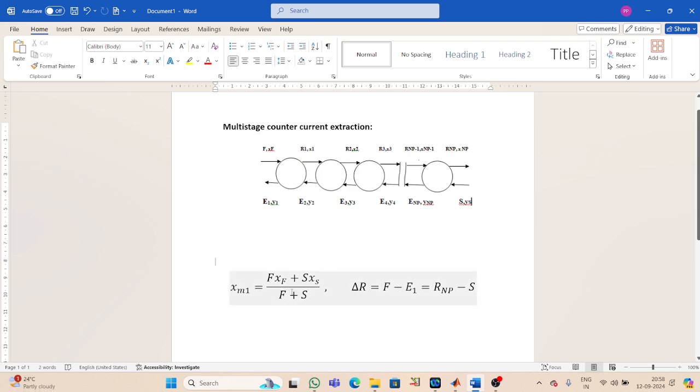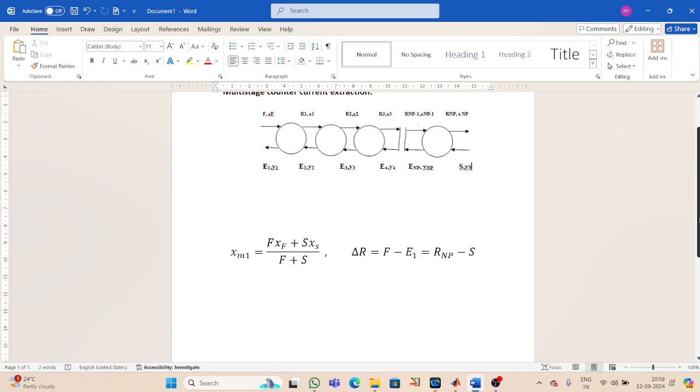And coming into its material balance, through its material balance, we get the following equations, that is xM1 is F into xF plus S into yS by F plus S, and delta R is F minus E1 and RNP minus S. Now I'll show you how to plot this on a graph.